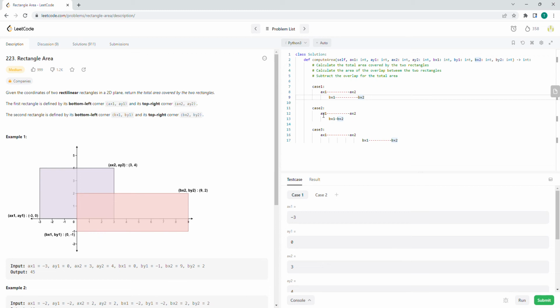Case number 2, where we have one rectangle, say for instance B, A completely overlaps B, so therefore everything inside B will not be counted, only A will be. And then case number 3, where there is no overlap, so therefore we have to calculate both the area of A and B. And then you kind of draw this conclusion to the y-axis as well.